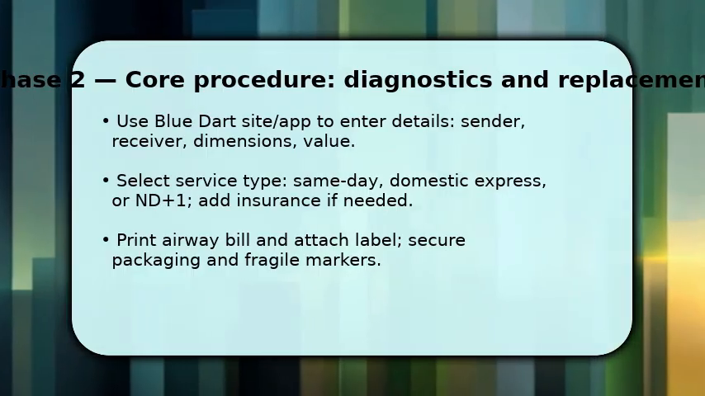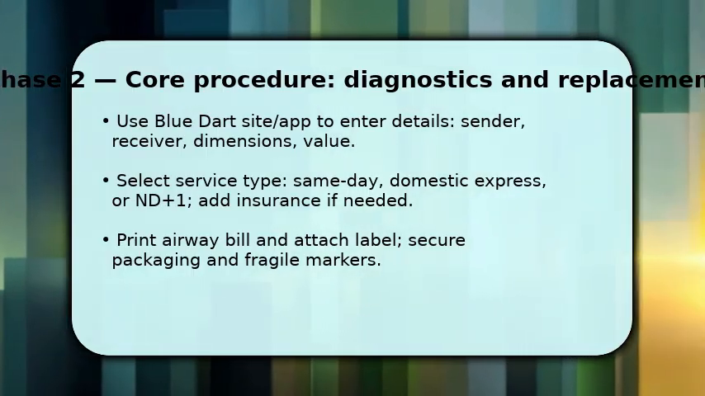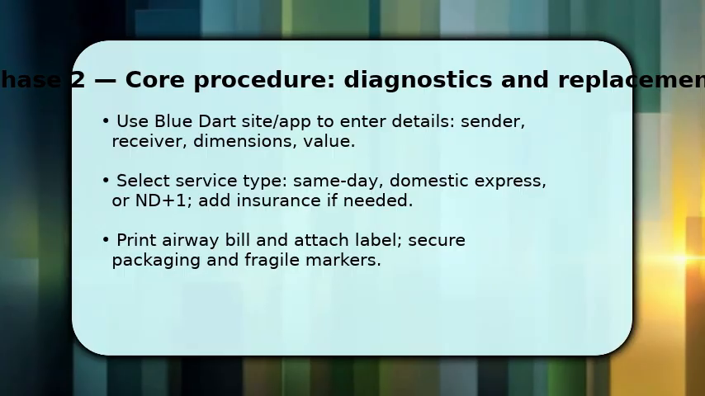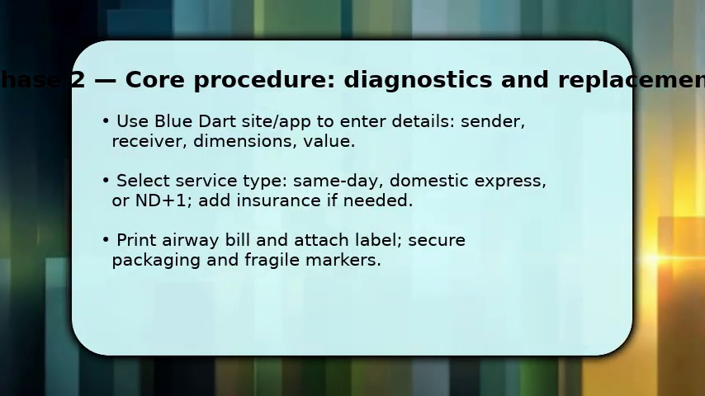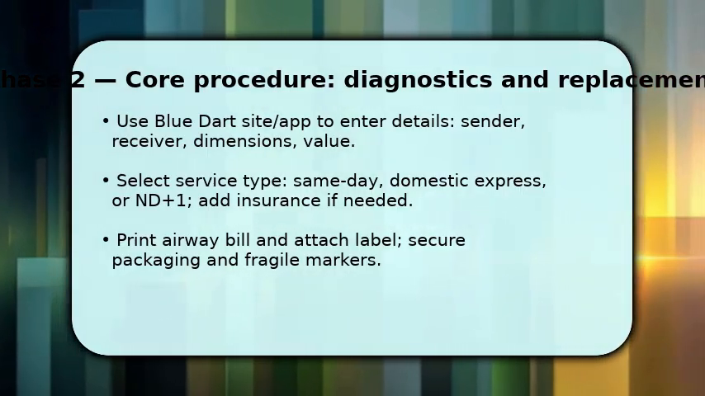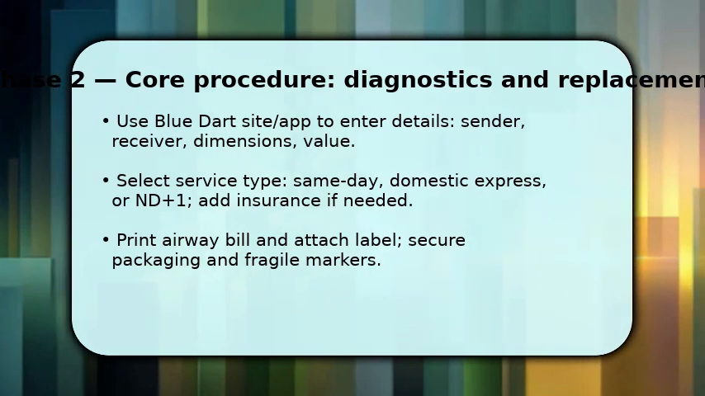Once you confirm, print the airway bill and firmly attach the label. Seal the box with strong tape and add fragile markers if applicable. This protects contents and speeds scanning at sorting centers.